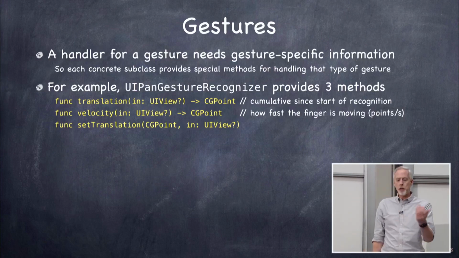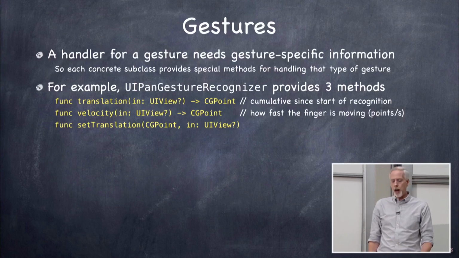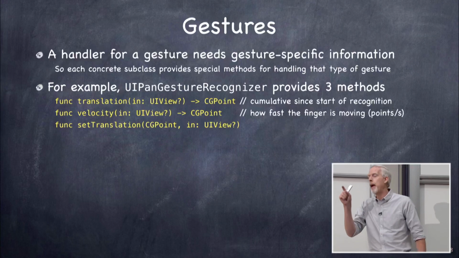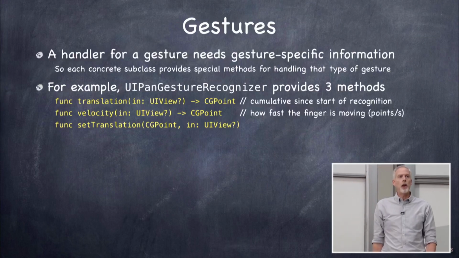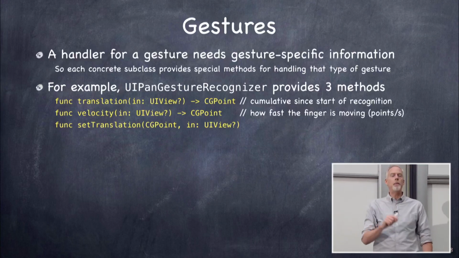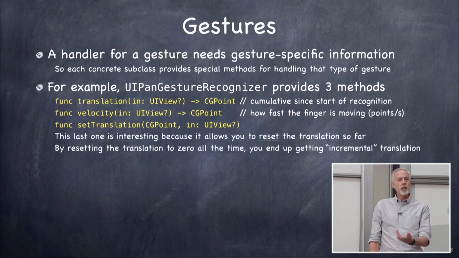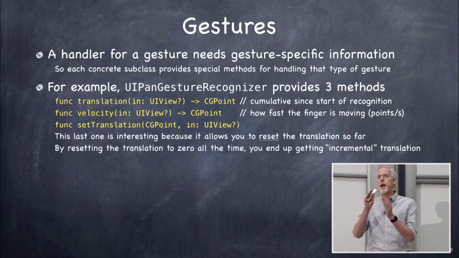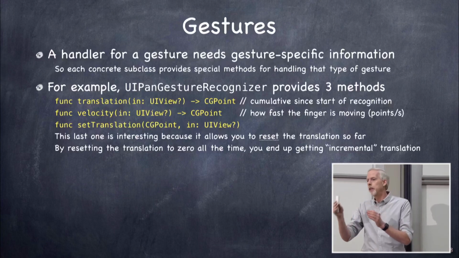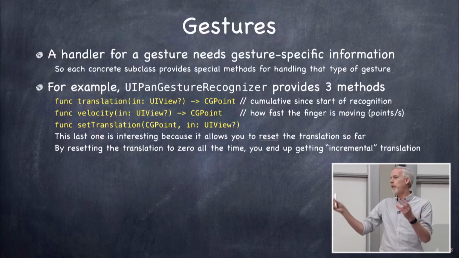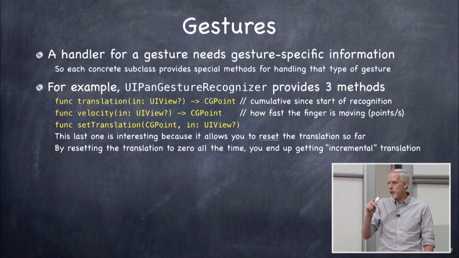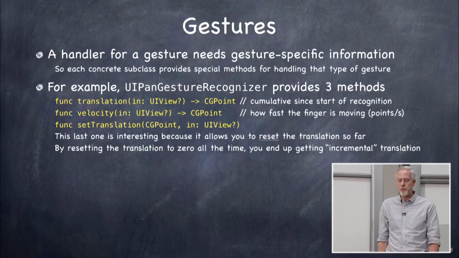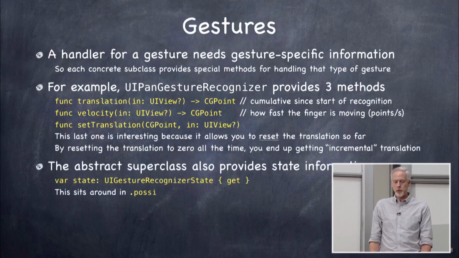So if you look at UIPanGestureRecognizer in the doc, you'll see it has methods like translation in view. That tells you where the pan is in that view. Okay, or velocity. How fast is the pan happening right now? Or even set translation, which lets you reset that translation in view so you get incremental panning instead of the continuous length of how far you've panned since the start of the pan. You get how much you got since the last time the pan moved, okay, which can sometimes be useful.